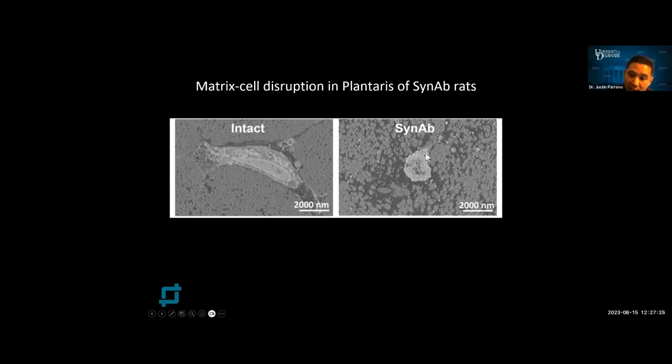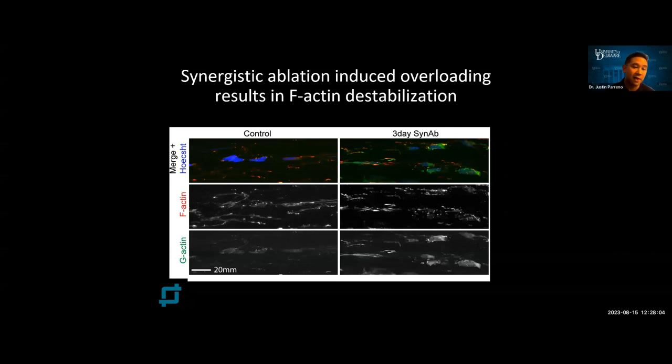However, in the SYNAB condition, you see that the cell has rounded up, and you can see that the collagen fibrils are larger, and they are no longer abutted to the cell. So this may suggest that there's some sort of extracellular space where loading the tendon will now lead to understimulation of the cells because mechanical forces can no longer be transmitted from the fibrils onto the cells. So mechanical forces are likely no longer transmitted onto the cells. We know from the in vitro studies that actin may play a role in this. The next question was, is actin affected?